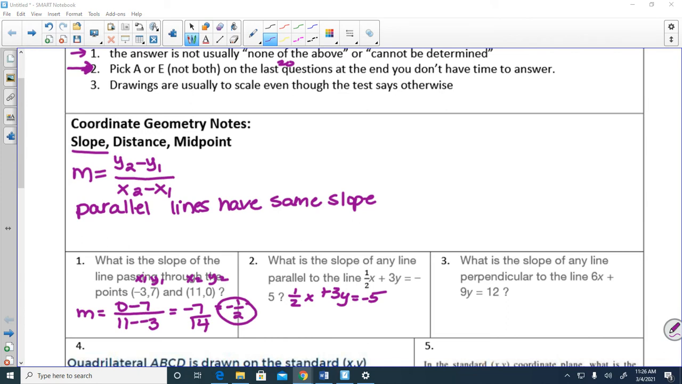1/2 x plus 3y equals -5. So 3y would be -1/2 x minus 5. And then if I divide everything by 3, y would be -1/6 x minus 5/3. So to answer the question, what is the slope of any line parallel to this one? Any line parallel to that one is going to have the same slope, and the slope of this line is -1/6. So the slope would be -1/6.